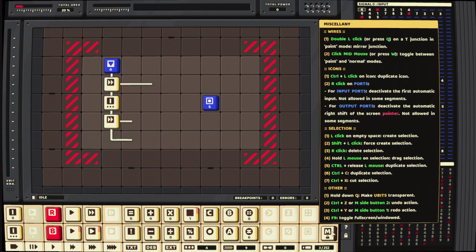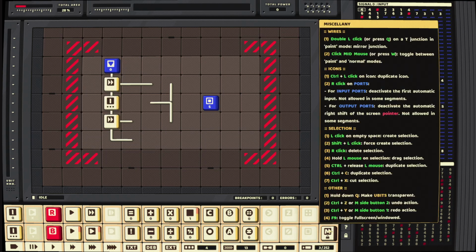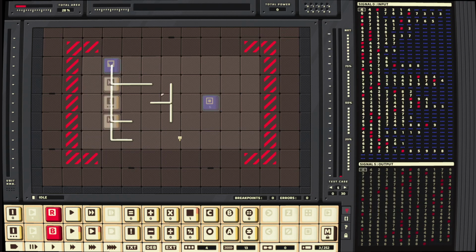Oh, you can mirror junctions. What? That's news to me. So if I have something like this, what button is it? Double L or press Q. So I can actually make a qubit want to turn left from here instead of wanting to go right. I see. Okay, that's interesting. So that's why they're rendering this way. It's not just as a reminder that's what qubits want to do, because you can actually override that behavior. All right.